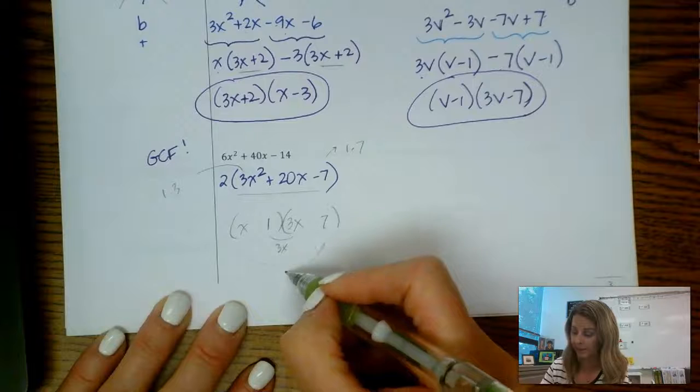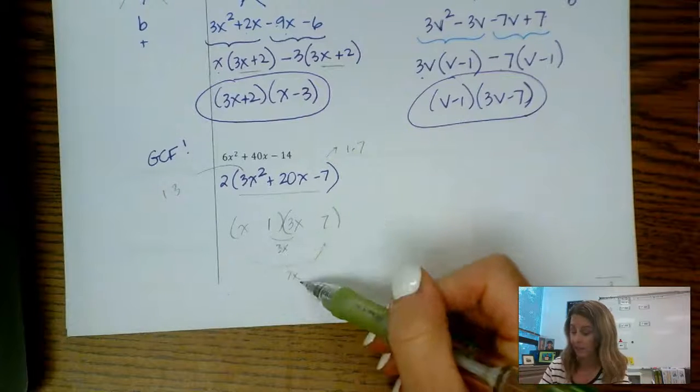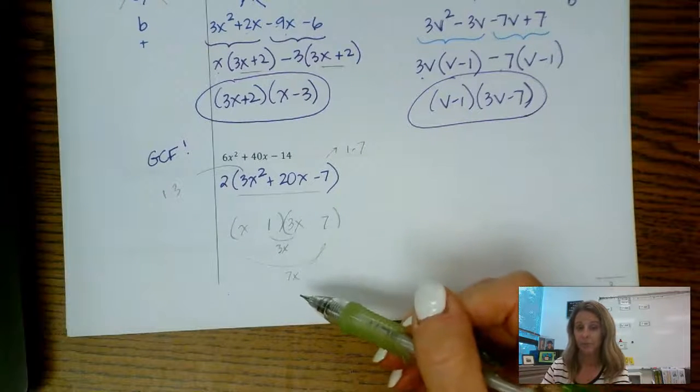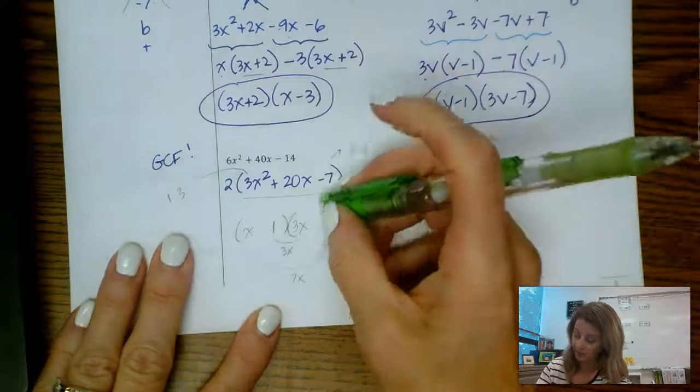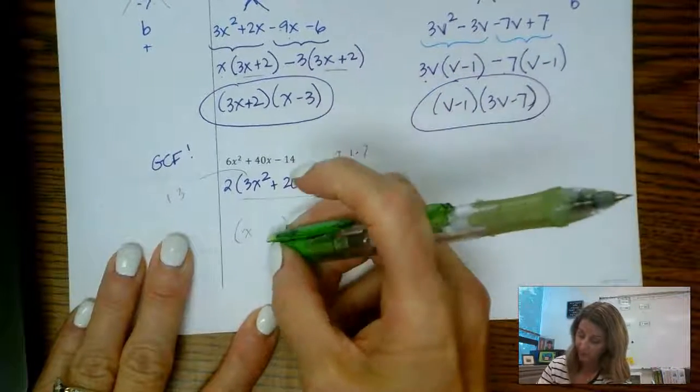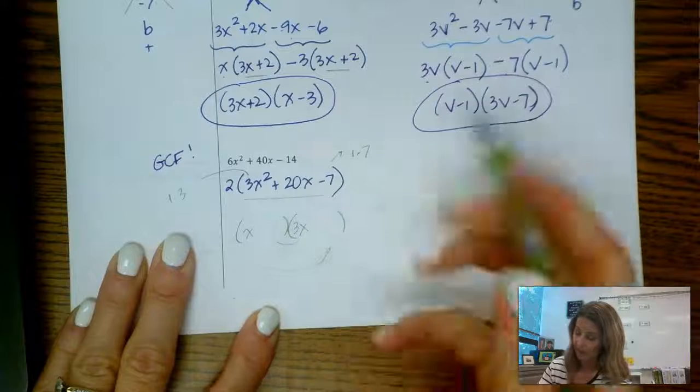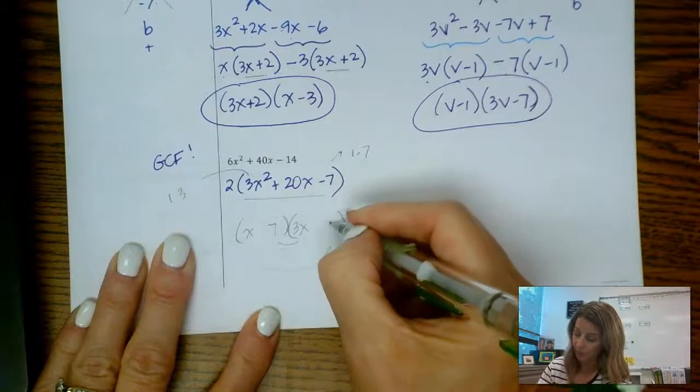3x, 7x. No, that's either going to be a 10 or a 4. So now I want to switch the 1 and the 7. So this is why I use pencil. Let me get rid of these. I am going to put the 7 and the 1.